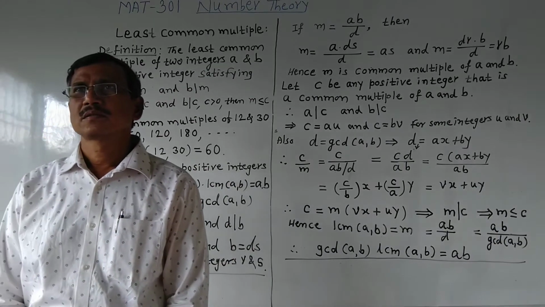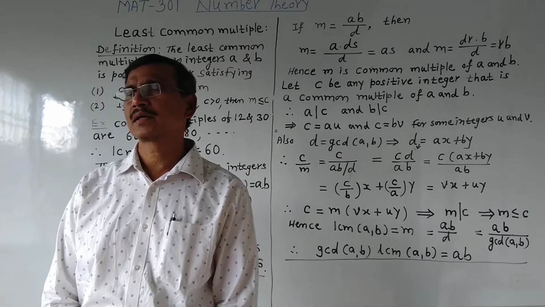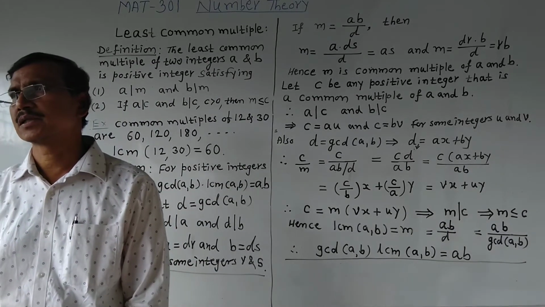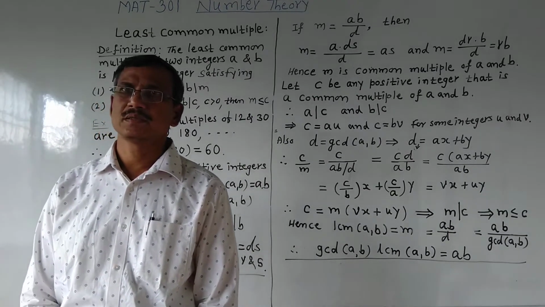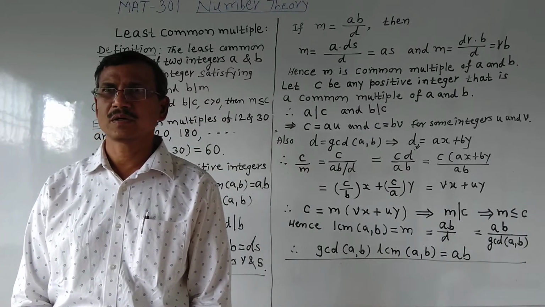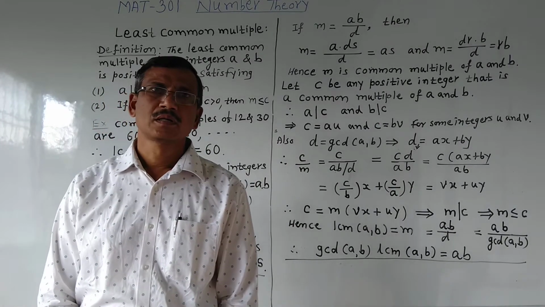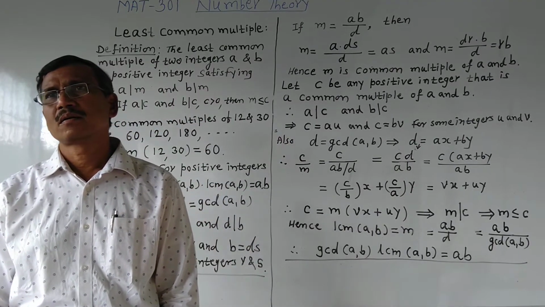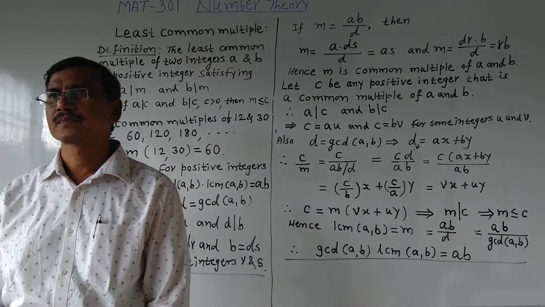We have seen the method of finding the greatest common divisor of two non-zero integers a and b. This method is called the Euclidean algorithm. Today we shall see the least common multiple.